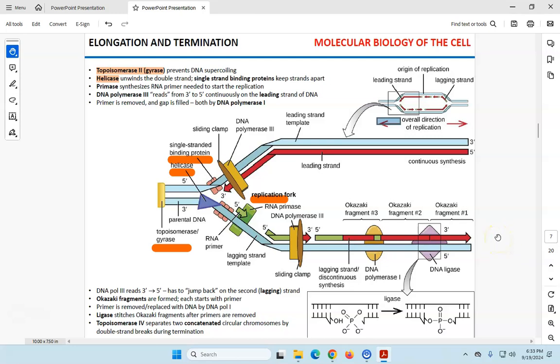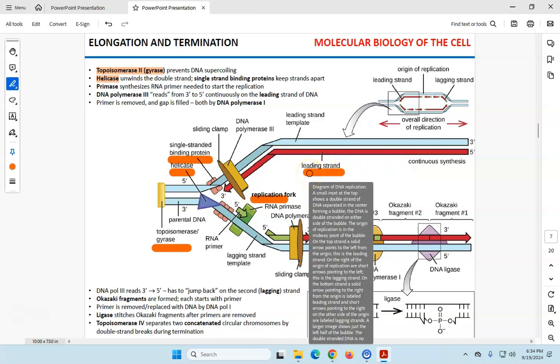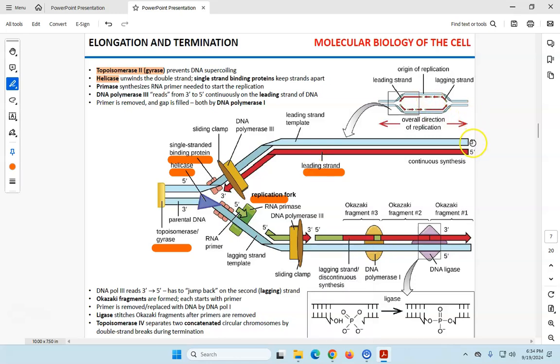Okay, we're good? So DNA polymerase starts at this primer, and it starts making the leading strand. Can anyone remind me in which direction DNA is read? 3 to 5. This is your 3, right? This is your 5. So DNA polymerase 3 right here is moving from right to left, reading the blue strand and producing the red strand.